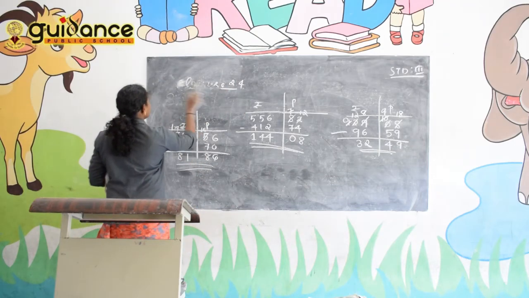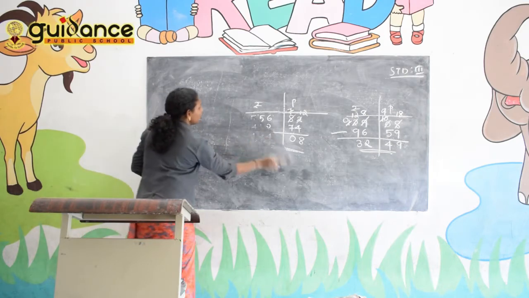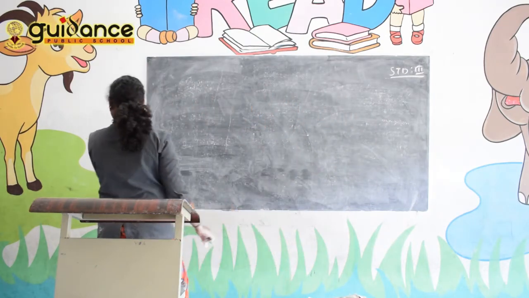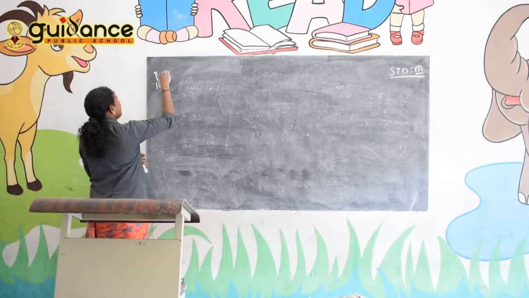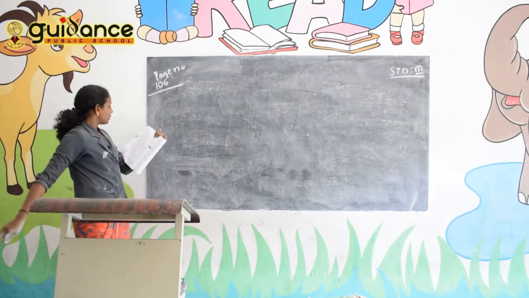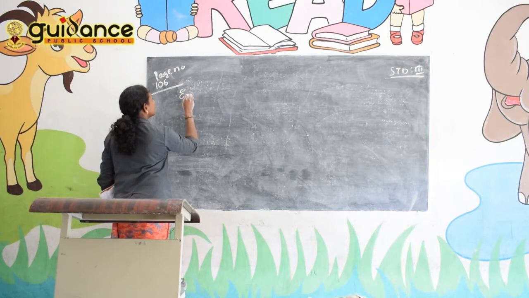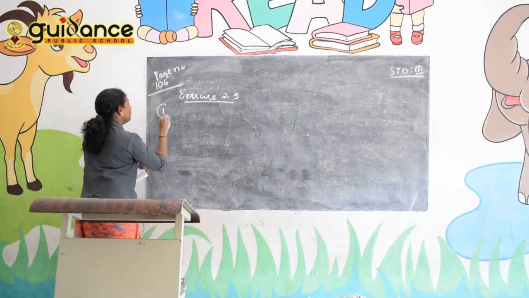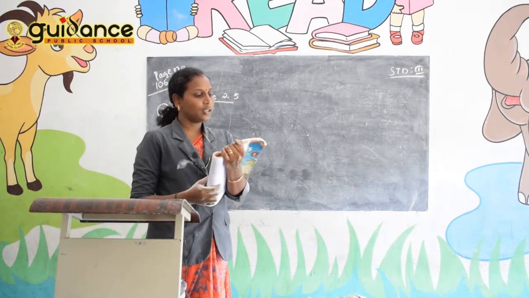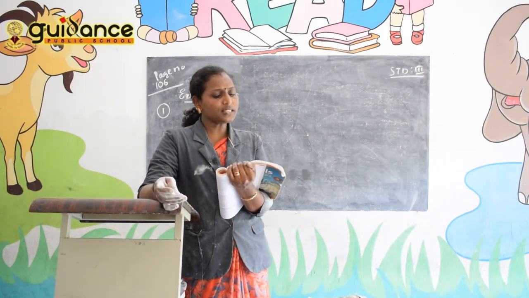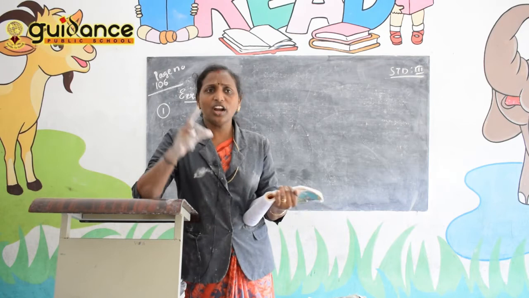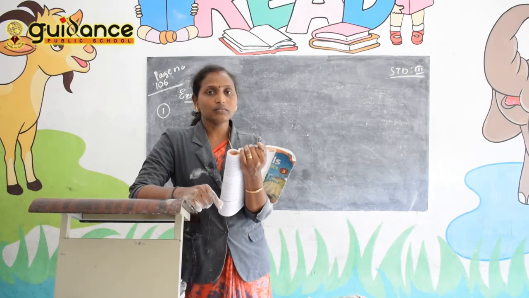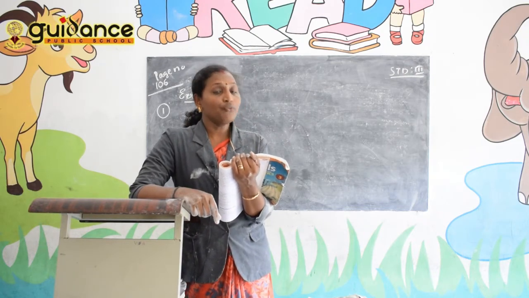All of you look at the exercise 2.5, page number 106. All of you look at the first question. Jayant has rupees 20 with him. So on Jayant's hand, 20 rupees is there. He bought a chocolate for rupees 18 rupees 50 paise for his sister.